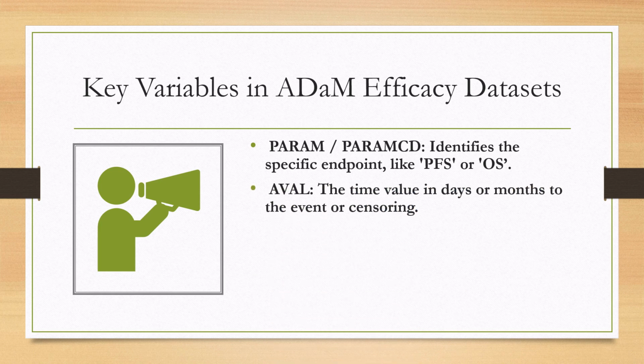Next is the AVAL, which is the analysis value. This variable stores the actual value of the time to event for each individual subject. For instance, if the time from start of treatment to disease progression for a subject is 6 months, AVAL will contain a value of 6.